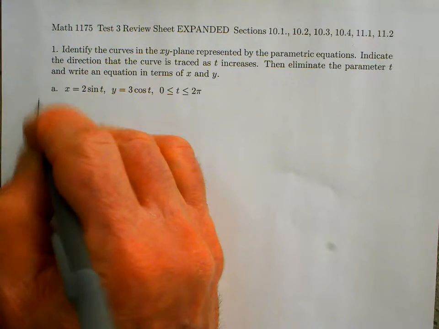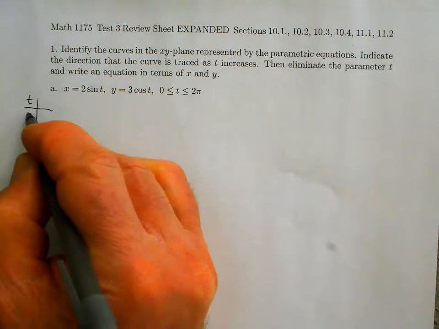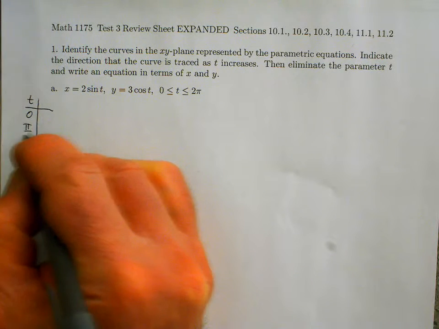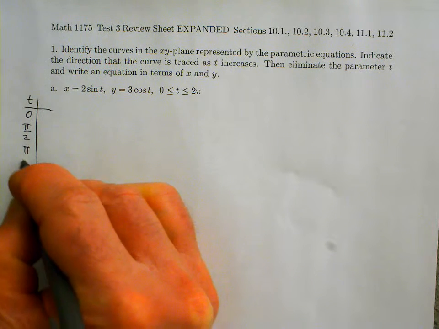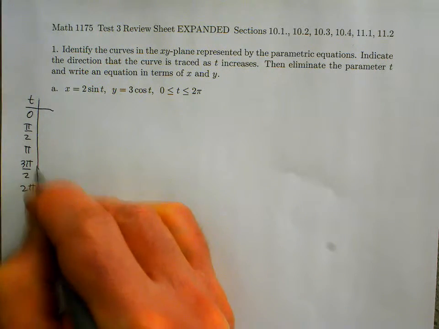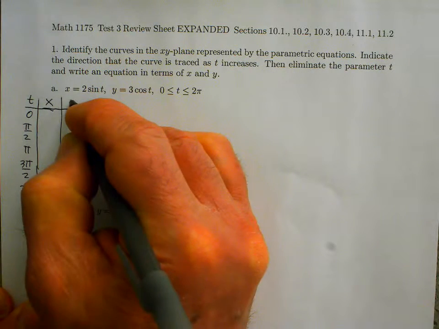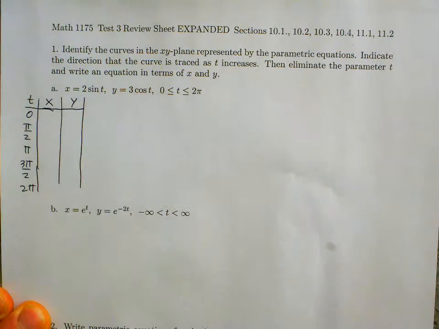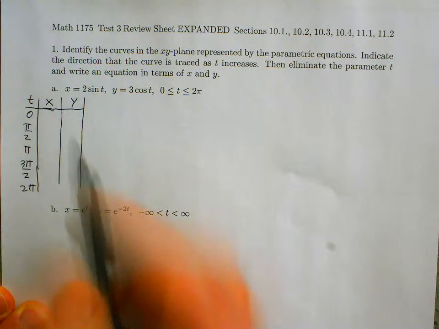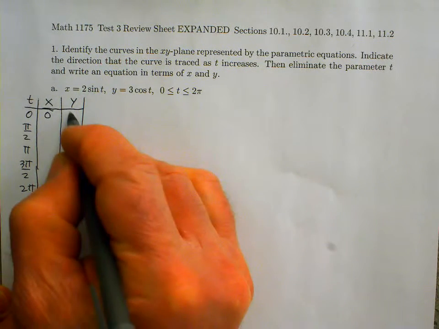So if we put in a few t values, the main ones like 0, pi over 2, pi, 3 pi over 2, and 2 pi, and then find the x and y coordinates. When t is 0, the x coordinate is 0 because sine of 0 is 0, and the y coordinate is 3.